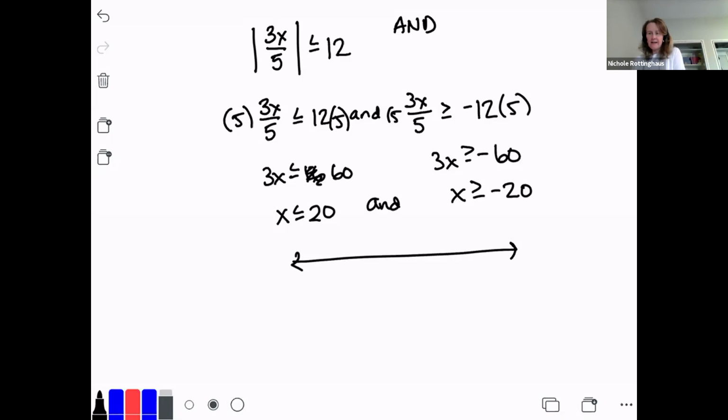And remember, this is an and, so I'm going to hope they overlap. Got negative 20 and 20. So x is greater than or equal to negative 20, so that goes that way. And x is less than or equal to 20, so it goes that way. So yes, it does. So that's my and. And again, I think about that as the distance: 3x over 5, that quantity is less than 12, so it's going to be small. It's going to be close to 0. Okay, let's look at another one.